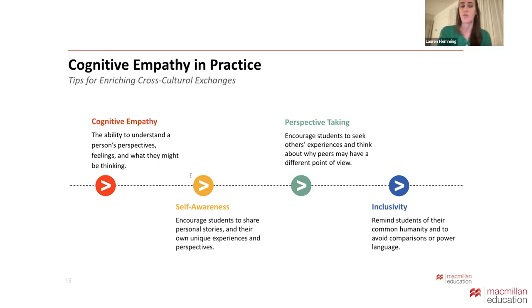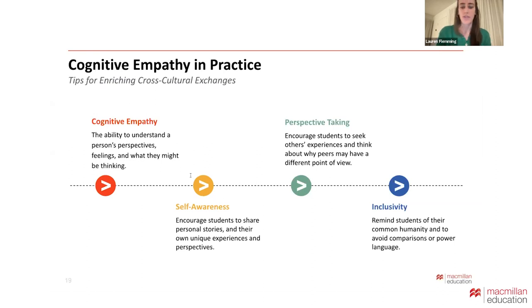Prompt them to reflect on what might limit their understanding of how others experience a particular challenge and what they can do to incorporate those perspectives into that problem-solving process. And ask students to think about why peers may have a different point of view and help them learn to appreciate those differences. Encourage students to ask questions rather than make assumptions about how others feel or think and why.